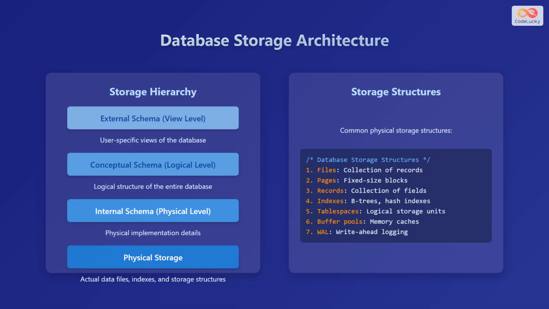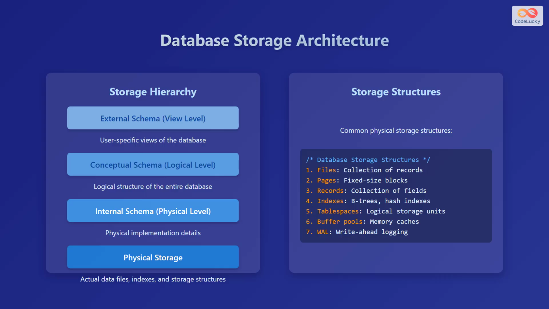Database storage architecture involves different levels of abstraction and various structures to efficiently manage data. The storage hierarchy includes the external schema, which represents user-specific views of the database, the conceptual schema, which defines the logical structure of the entire database, the internal schema, which describes the physical implementation details, and physical storage, which refers to the actual data files, indexes, and storage structures.